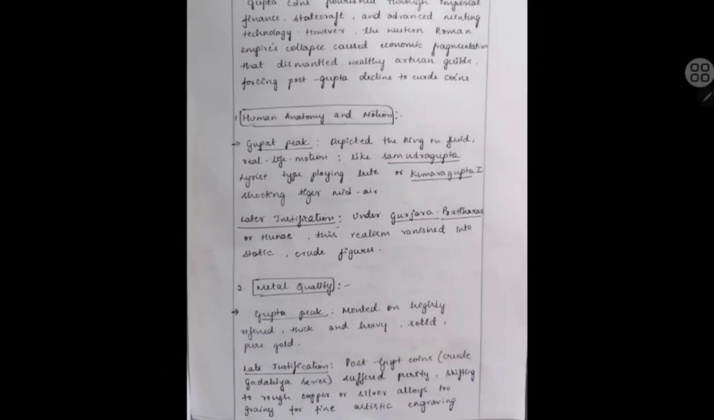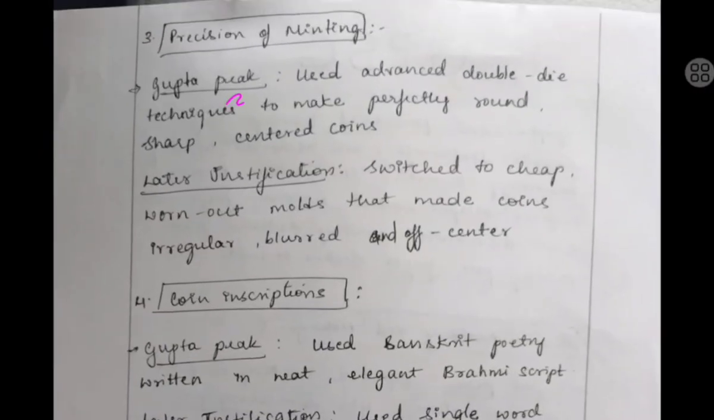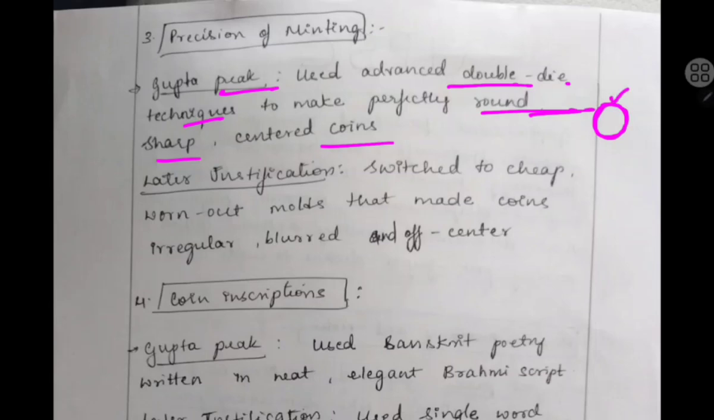Okay, next here, precision of minting. The Gupta peak used an advanced double die technique. It was very round, sharp, centered coins. It was very fine. It did not have any crudeness. Today, whatever coins we see are fine structured and round. In the Gupta period it was like this. Later, what happened? It became very cheap, with worn out molds. It turned like this in later times.